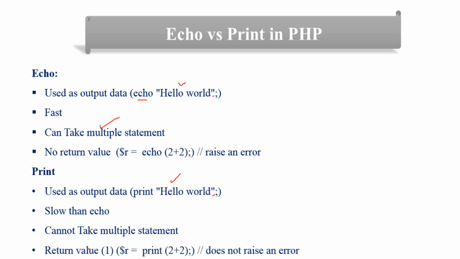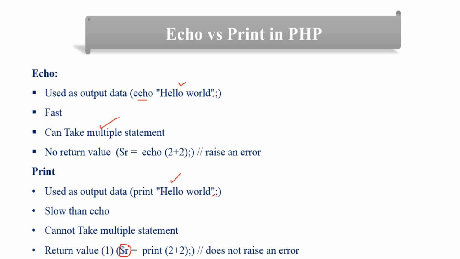So it will return value 1 when you print 2 plus 2 or any other arithmetic expression and assign that value to any variable, so it will get that value. So in this case this variable will store 4, but in the echo case it will not store 4 but raise an error because it did not return any value.